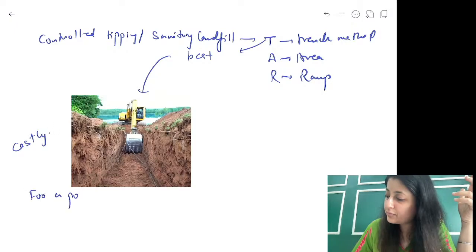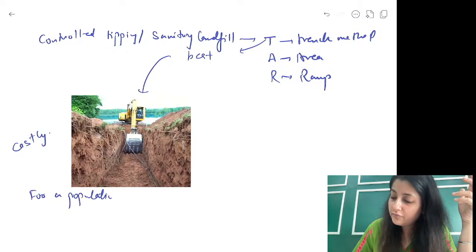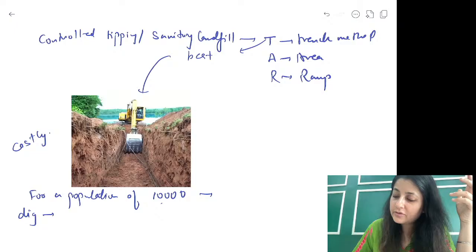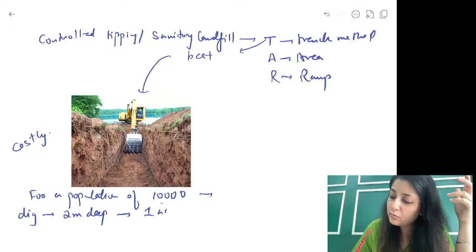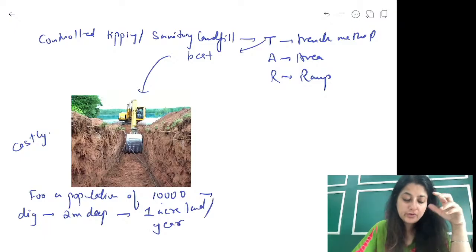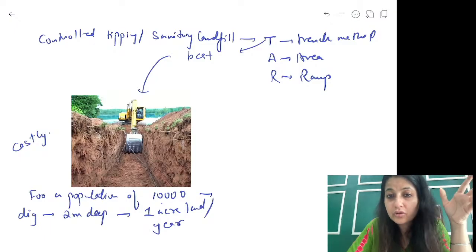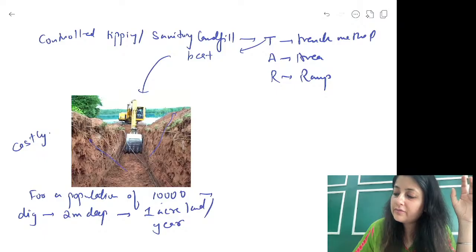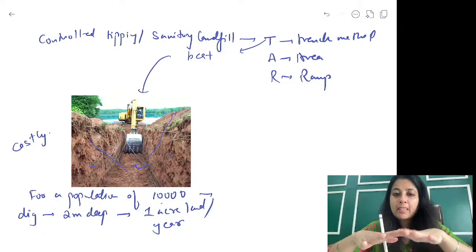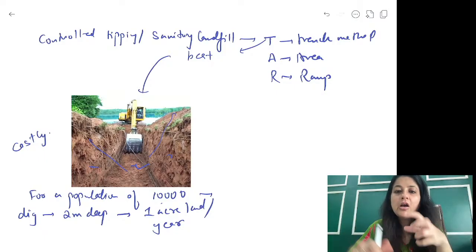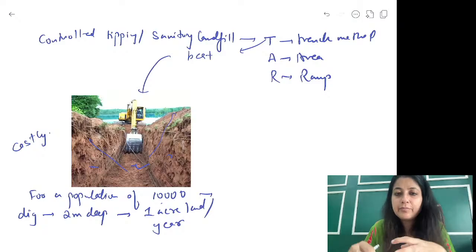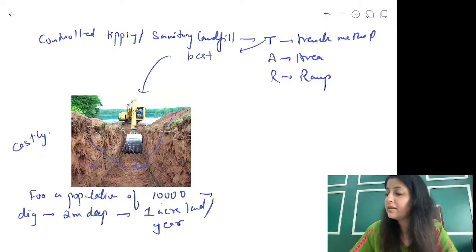For a population of 10,000, we have to dig a trench. Okay? Dig a trench which is 2 meters deep, and for that we need 1 acre of land per year. So every year we would require so much land. So it's costly, but it's the best. All solid waste would be dumped over here, then it will be covered. Organisms will start acting, aerobic, anaerobic process, and come out with manure.